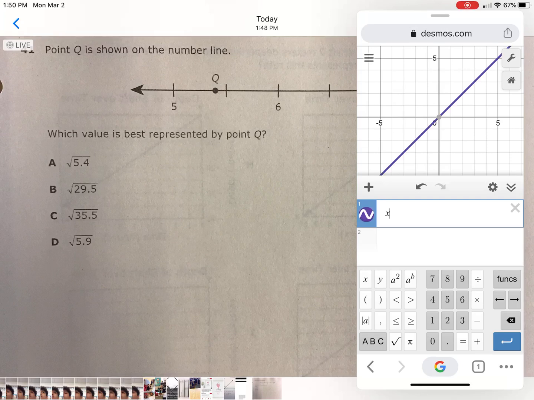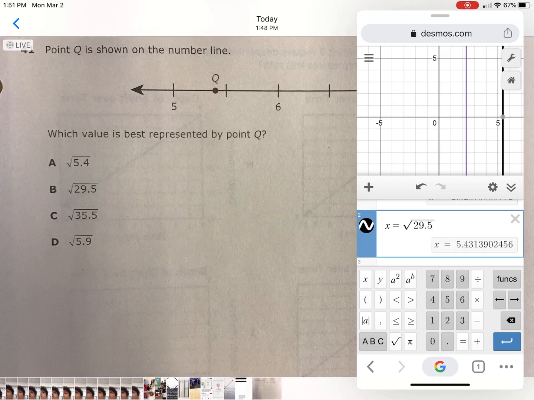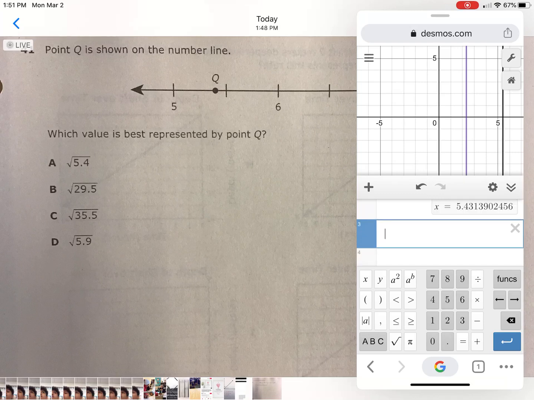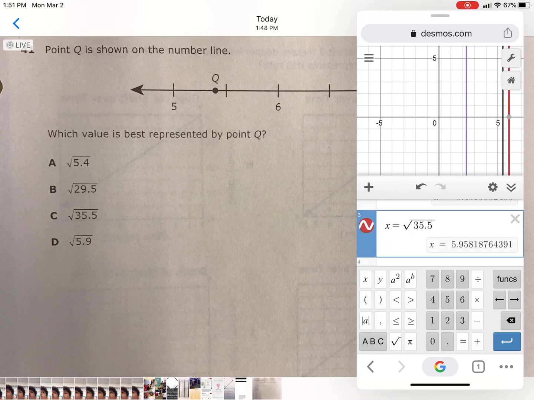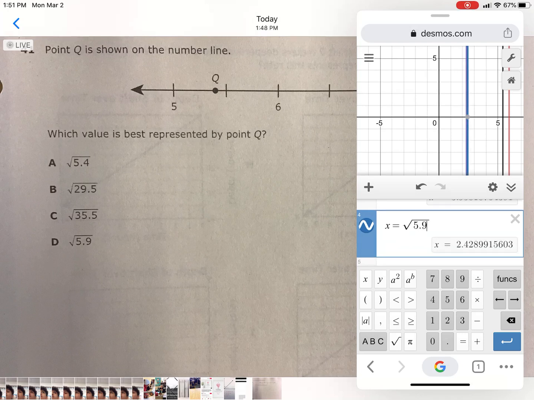So what I can do is I can go ahead and put in all these values by putting x equals, and the first value is square root 5 4/10. The next value is x equals square root 29 5/10. The next value would be x equals the square root 35.5. And finally, the fourth option is x equals the square root of 5.9.